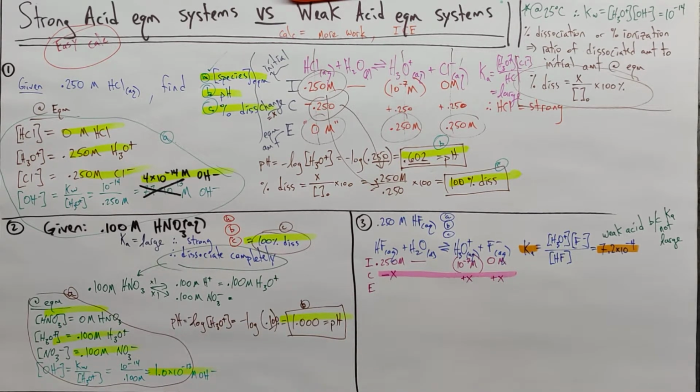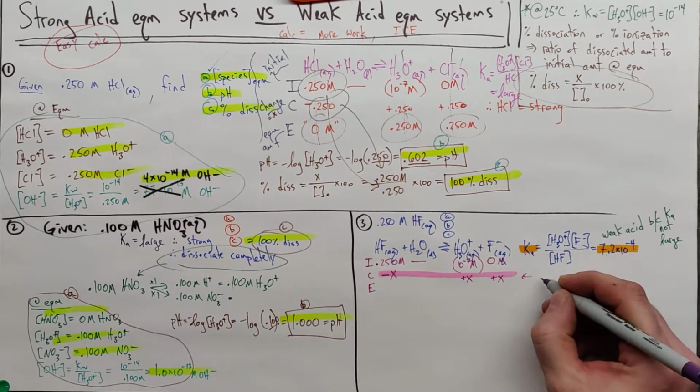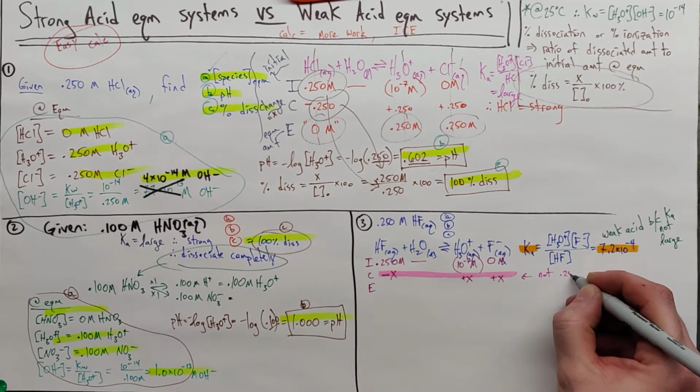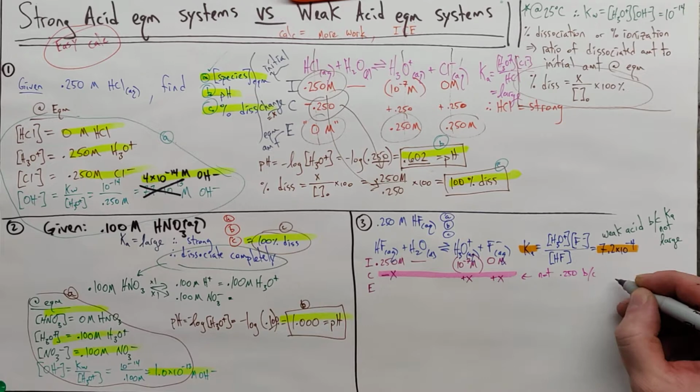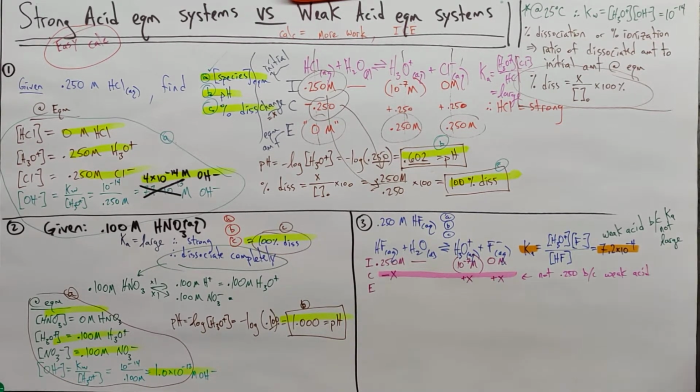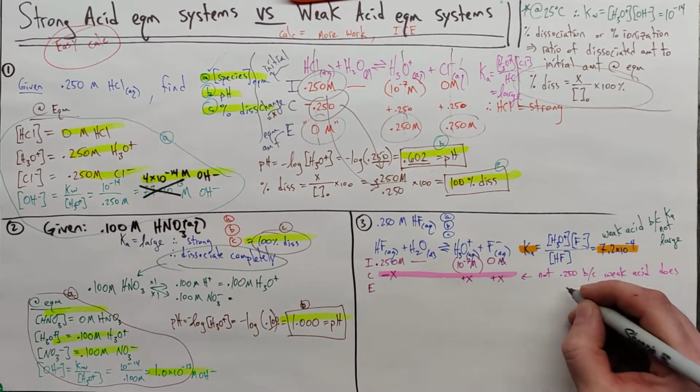We can say right here, it's not our 0.250 because the weak acid doesn't dissociate completely.